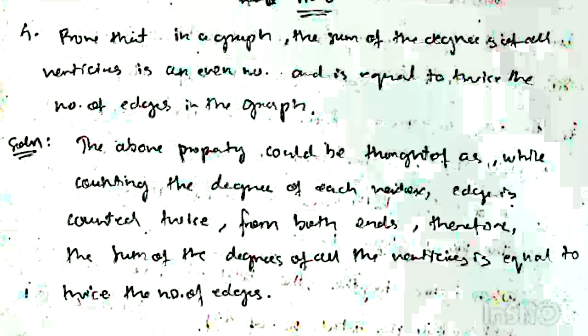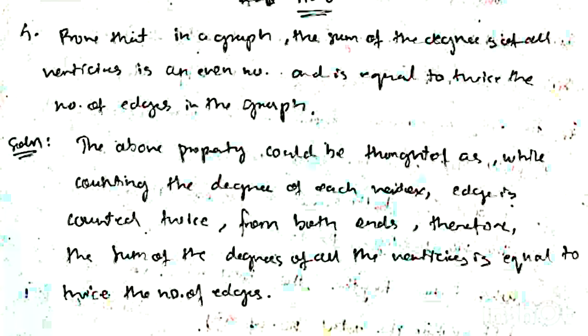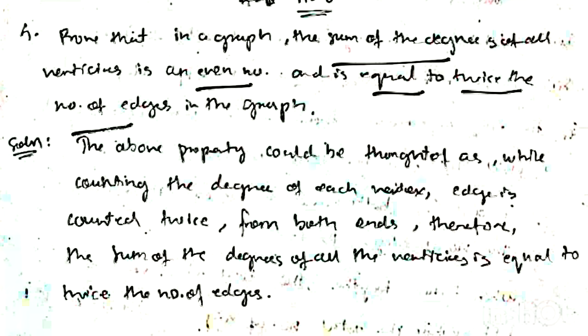In this question we have been asked to prove that the sum of all the degrees of the vertices is an even number, and it's equal to twice the number of edges in the graph.